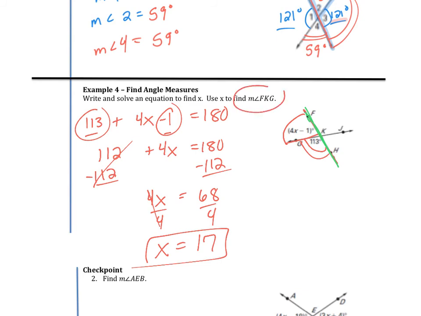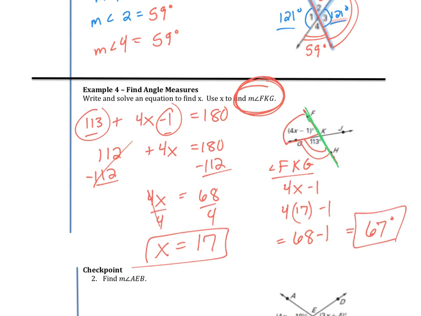So we use x to find the measure of angle FKG. The measure of angle FKG is 4x minus 1. So I'm trying to find FKG. It would be 4 times 17 minus 1. 4 times 17 is 68, and 68 minus 1 is 67 degrees. So FKG is 67 degrees.